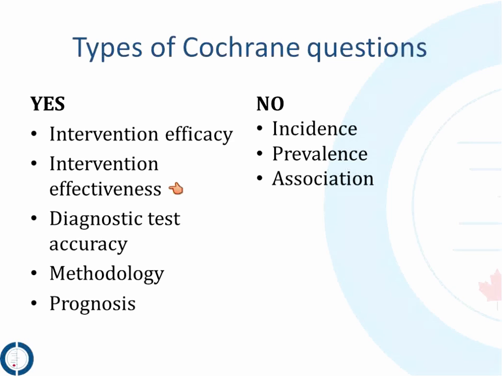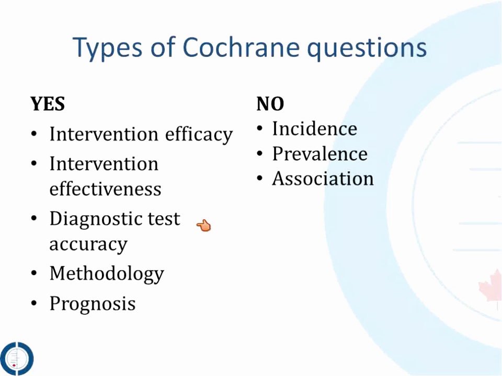An example of an intervention efficacy review for my group would be TNF-alpha antagonists for induction of remission in Crohn's disease. An example of an effectiveness review would be the use of TNF-alpha antagonists in patients being treated in general practice clinics. I'm sorry, those would be Crohn's patients. Other Cochrane questions include diagnostic test accuracy reviews, methodology reviews, and prognosis reviews.